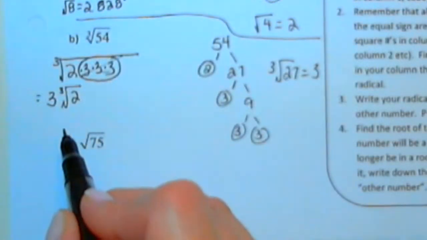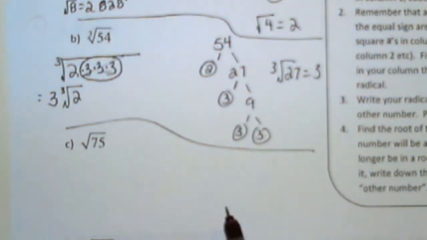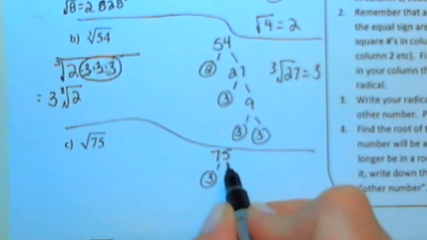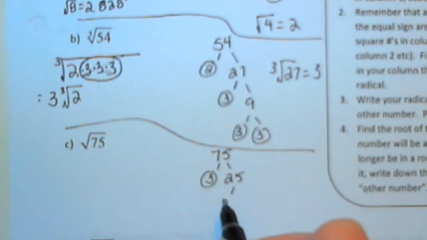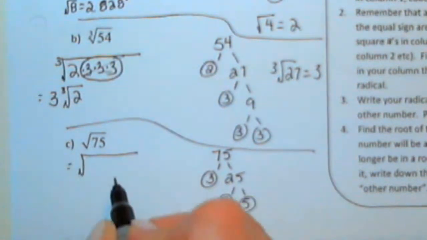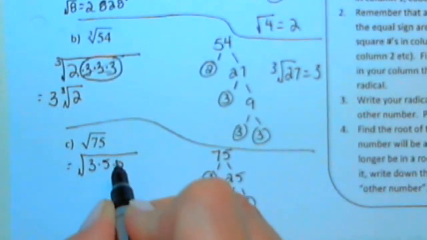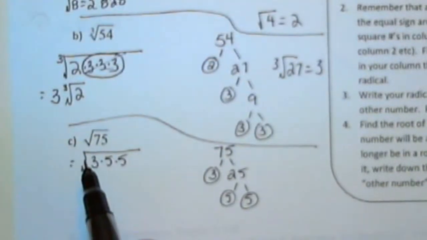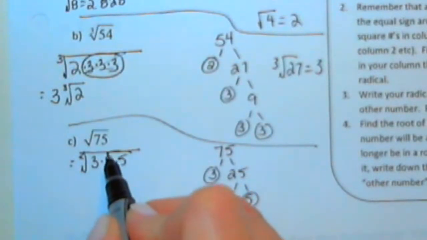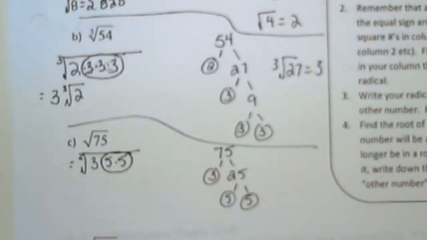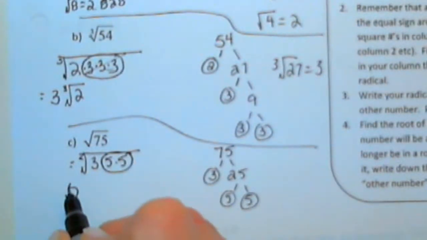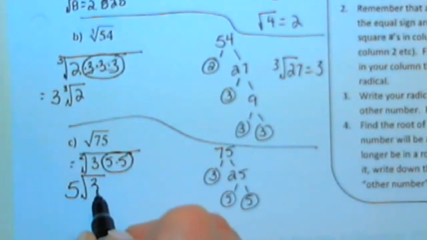Square root of 75. 75 is 3 times 25, which is 5 times 5. So the square root of 75 is 3 times 5 times 5. This is a square root. Again, remember there's a little 2 there that you don't see. Square roots mean you're looking for doubles inside. A double inside a square root turns into a single outside the root. So we have 5 square root of 3.